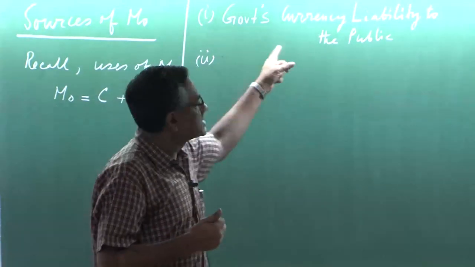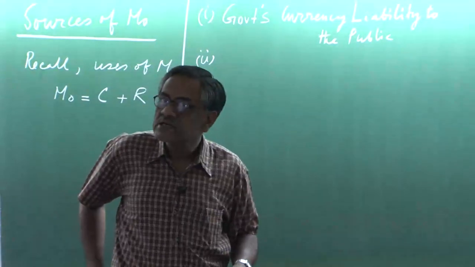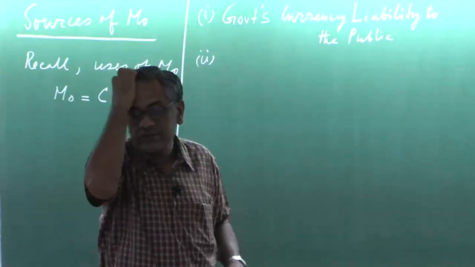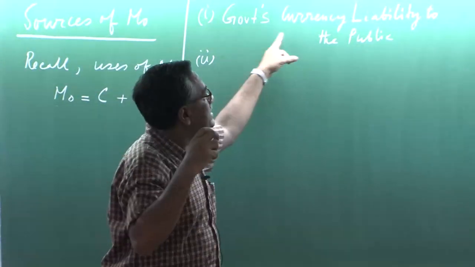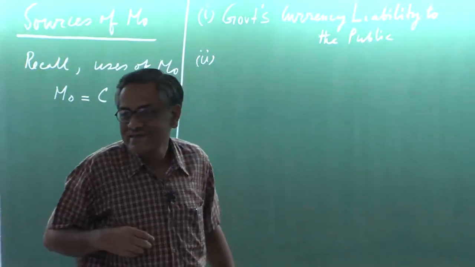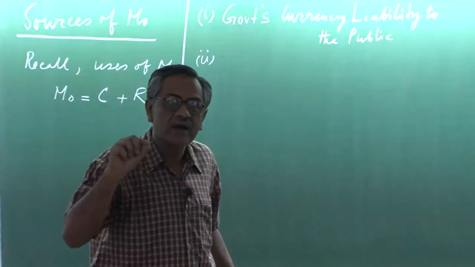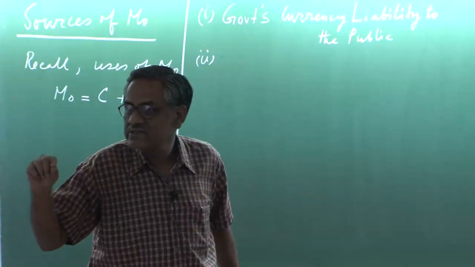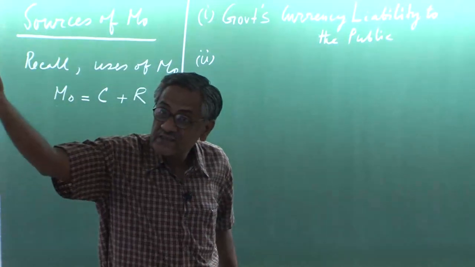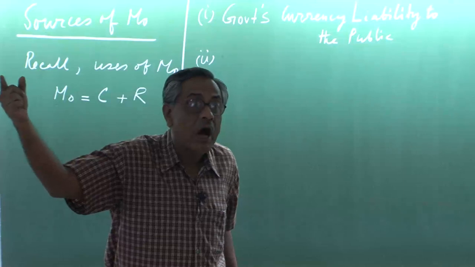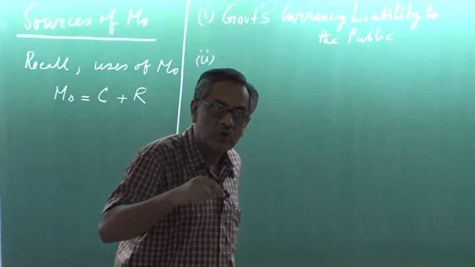So, what is government's currency liability? These are the coins. Coins are guaranteed only by the government, central government. So, all you are talking about here, the coins. The notes, you clearly see it is written RBI, governor of RBI signature and etcetera. So, the liability of the notes is that of the central bank, RBI in India. That may not be the case in other countries. In India, I am talking about.